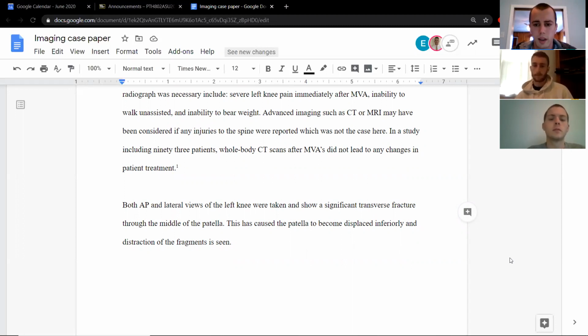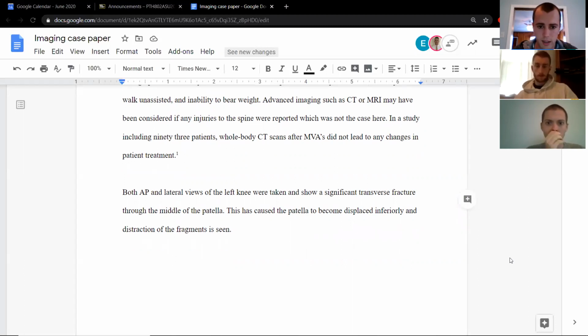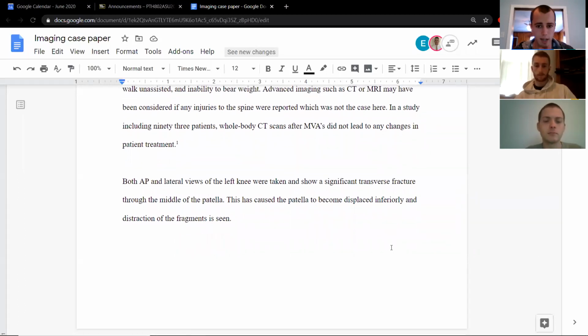And I found a little research article about advanced imaging in motor vehicle accidents, and this study included 93 patients where whole body CT scans after a car crash didn't lead to any changes in patient treatment.